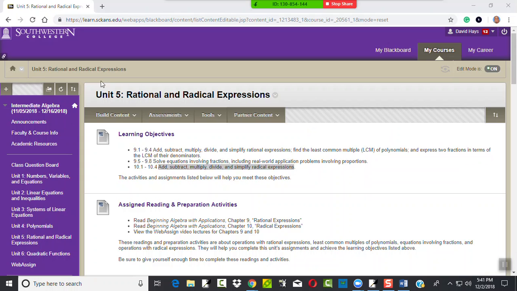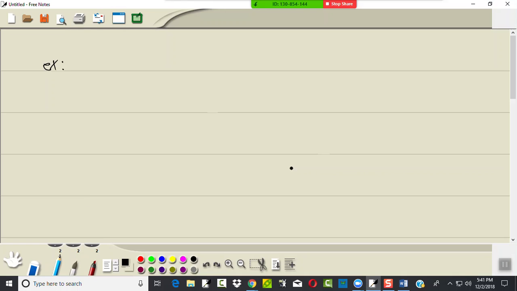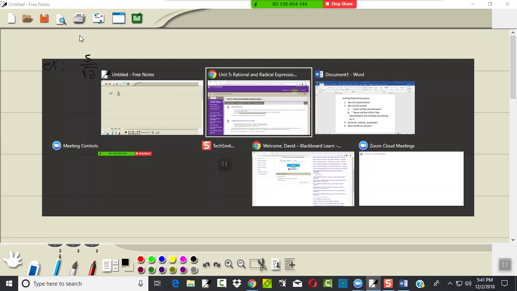Now they call it division over here. It says divide radical expressions. It's actually called rationalizing, kind of a weird term, but you don't actually divide. Our simplification rule says you cannot have a radical in the denominator. You can also not have a fraction in a radical. Let me write those down.